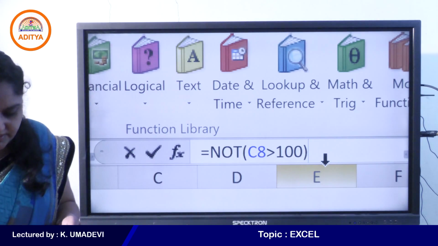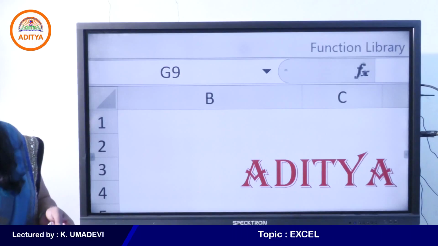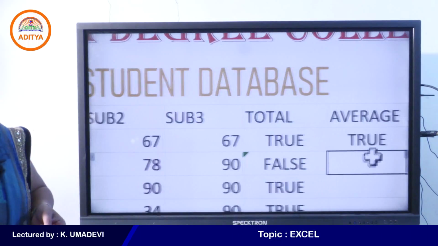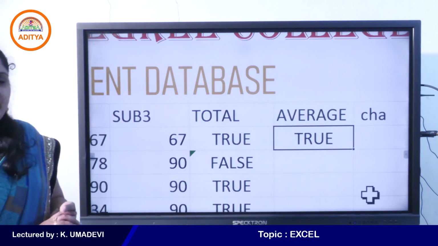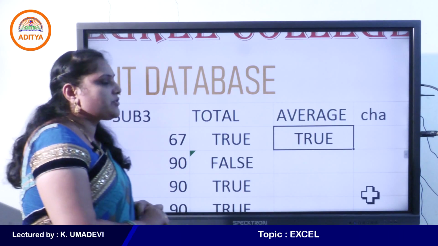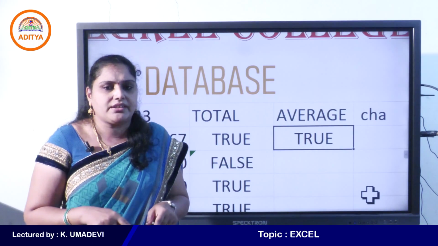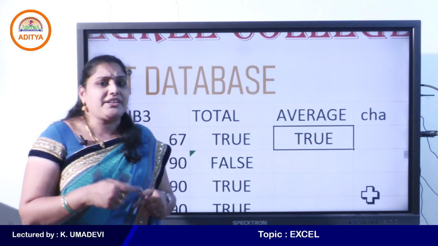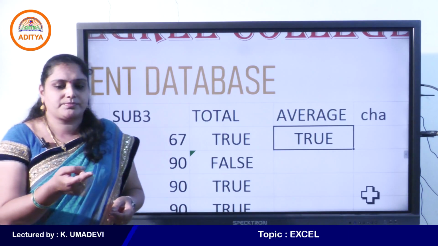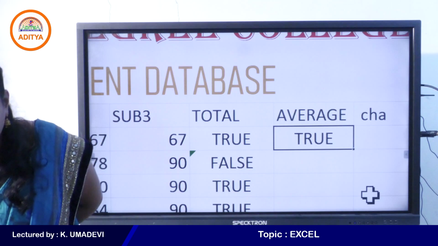Now press enter. So what is the result here? True. Why, students? See, 89 is not greater than 100. That means that condition returns false. But here the NOT function returns true. Why, students? What is the reason?